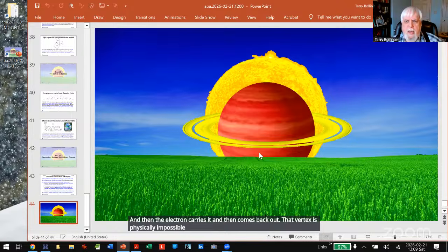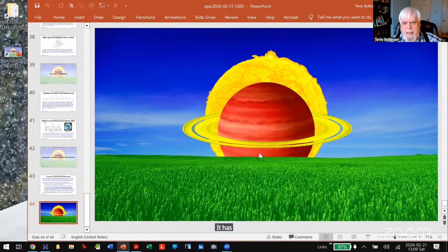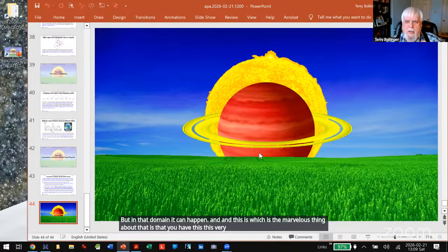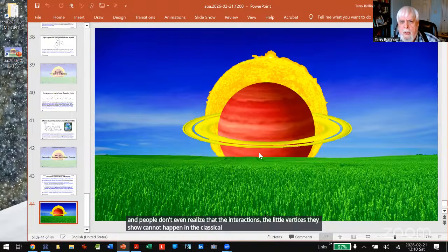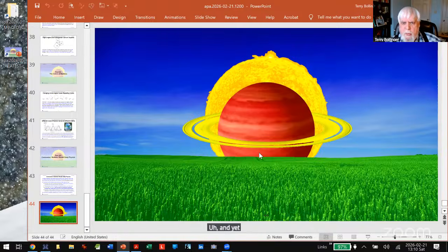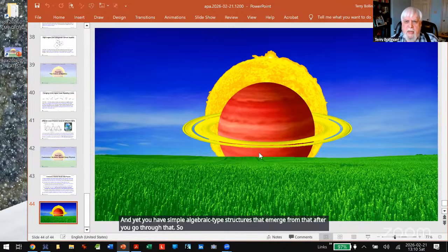It's what they call off shell. It has a combination of momentum, mass and energy that cannot happen in the classical world. It's impossible. It's off shell. But in that domain, it can happen. And what's marvelous is that you have this very standard thing in Feynman diagrams, and people don't even realize that the little vertices they show cannot happen in the classical world. They're not possible. And yet simple algebraic structures emerge from that after you go through it. So it's a fascinating connection between them.